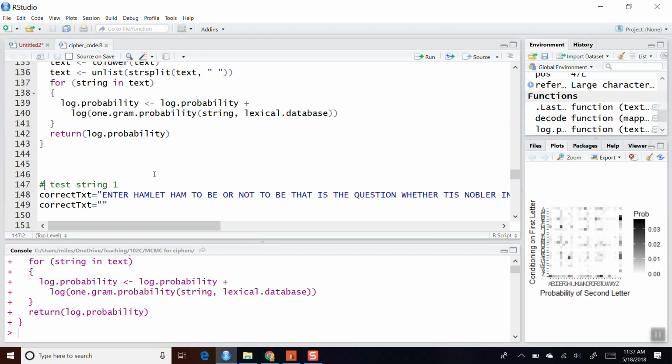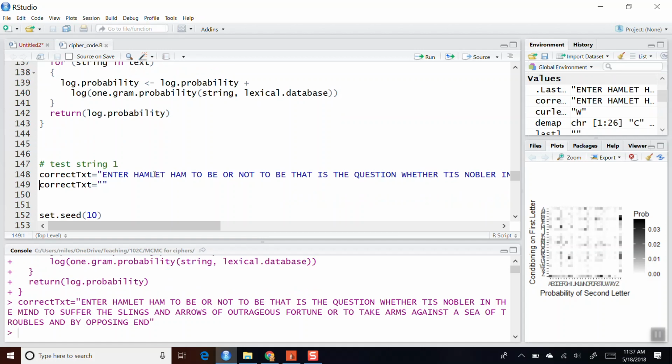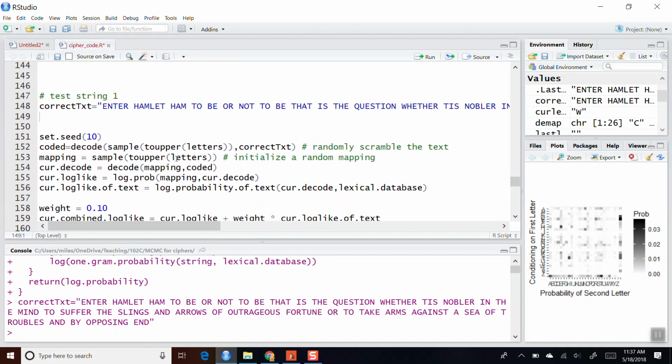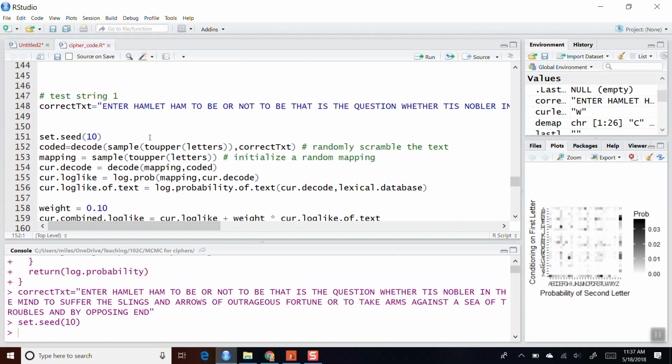Okay, so this is our text that we're going to run. It's going to be from Hamlet. Enter Hamlet. Hamlet says, "To be or not to be, that is the question. Whether 'tis nobler in the mind to suffer the slings and arrows of outrageous fortune, or to take arms against a sea of troubles by opposing end." Okay, we're going to start off with just some seed.